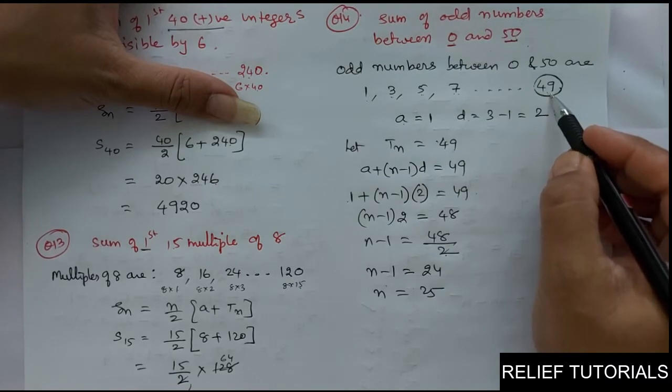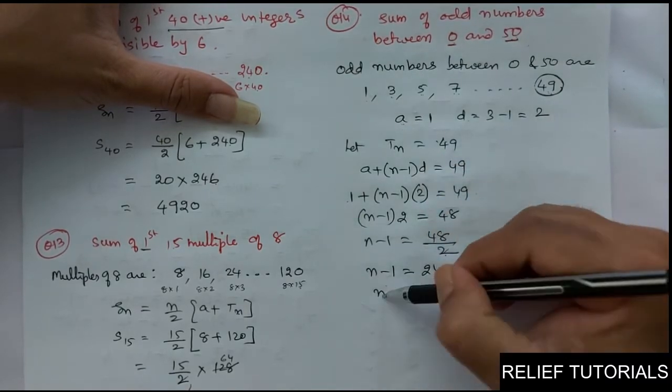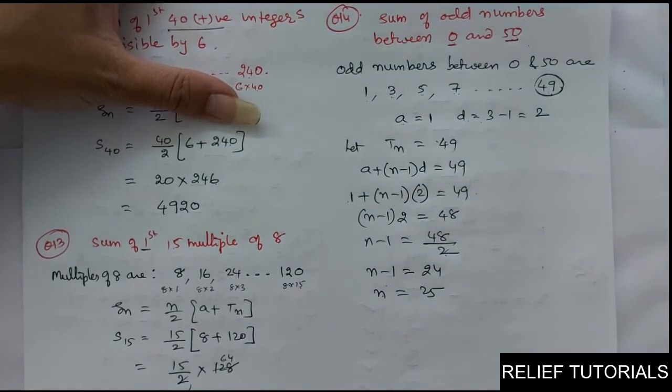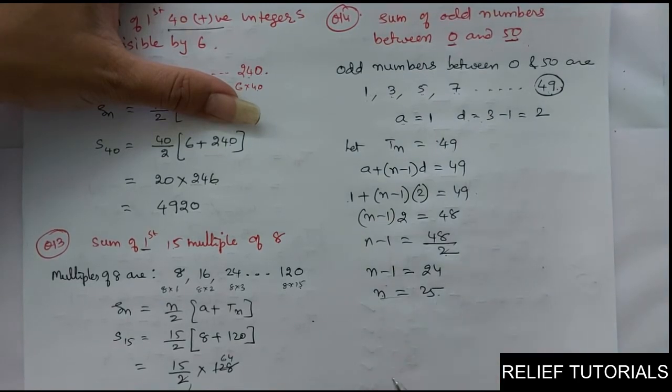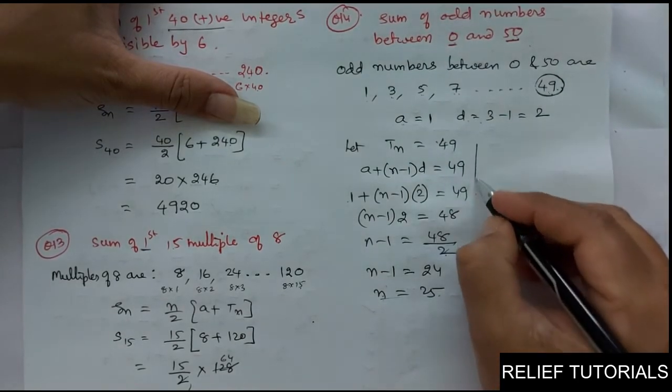We require three things in order to find the sum: a, n, and d. Okay. Now we will find the sum. So we know this is the last term, and we know n is 25. So we want to find S25. Clear or not?